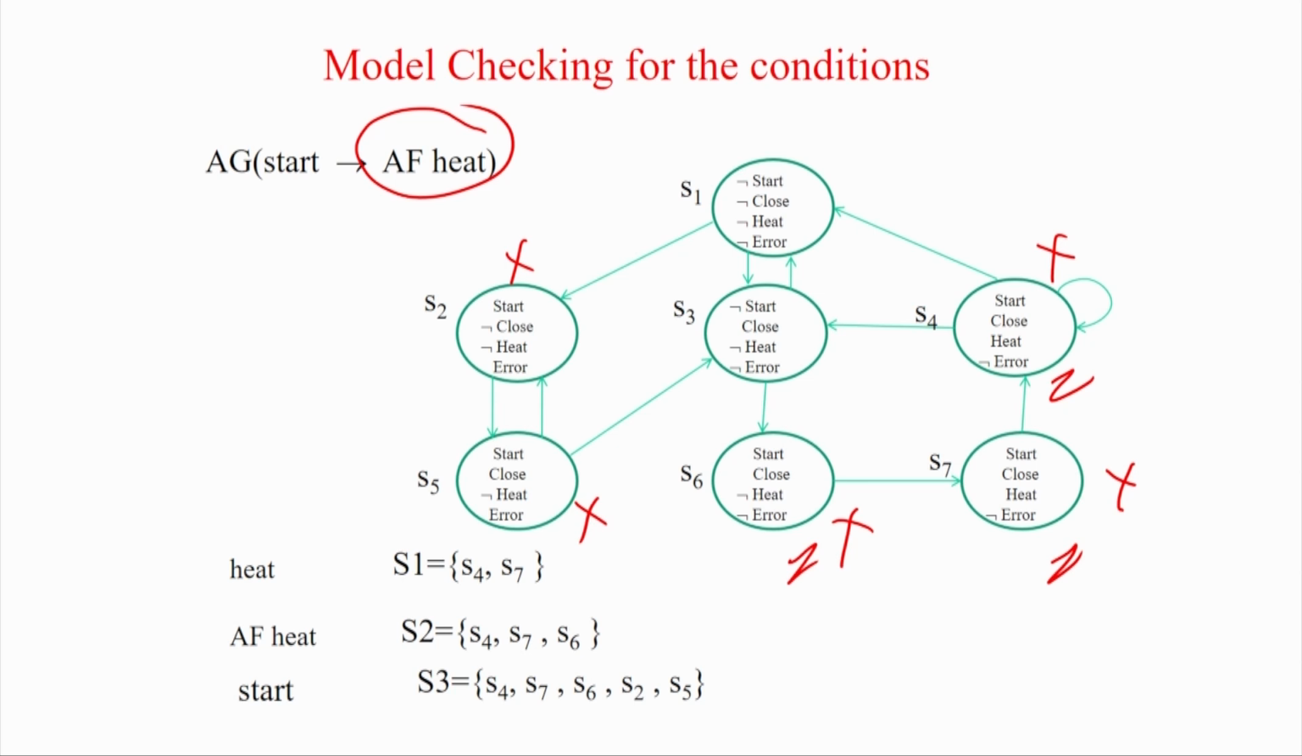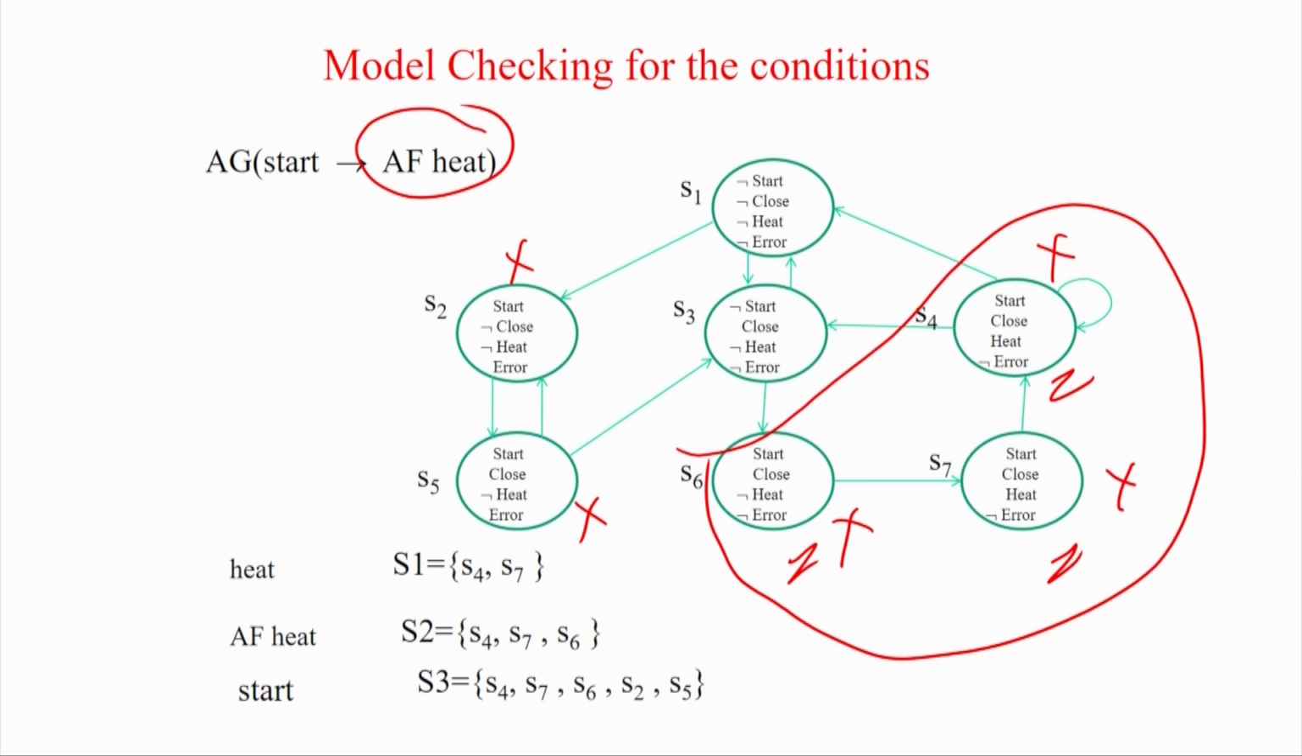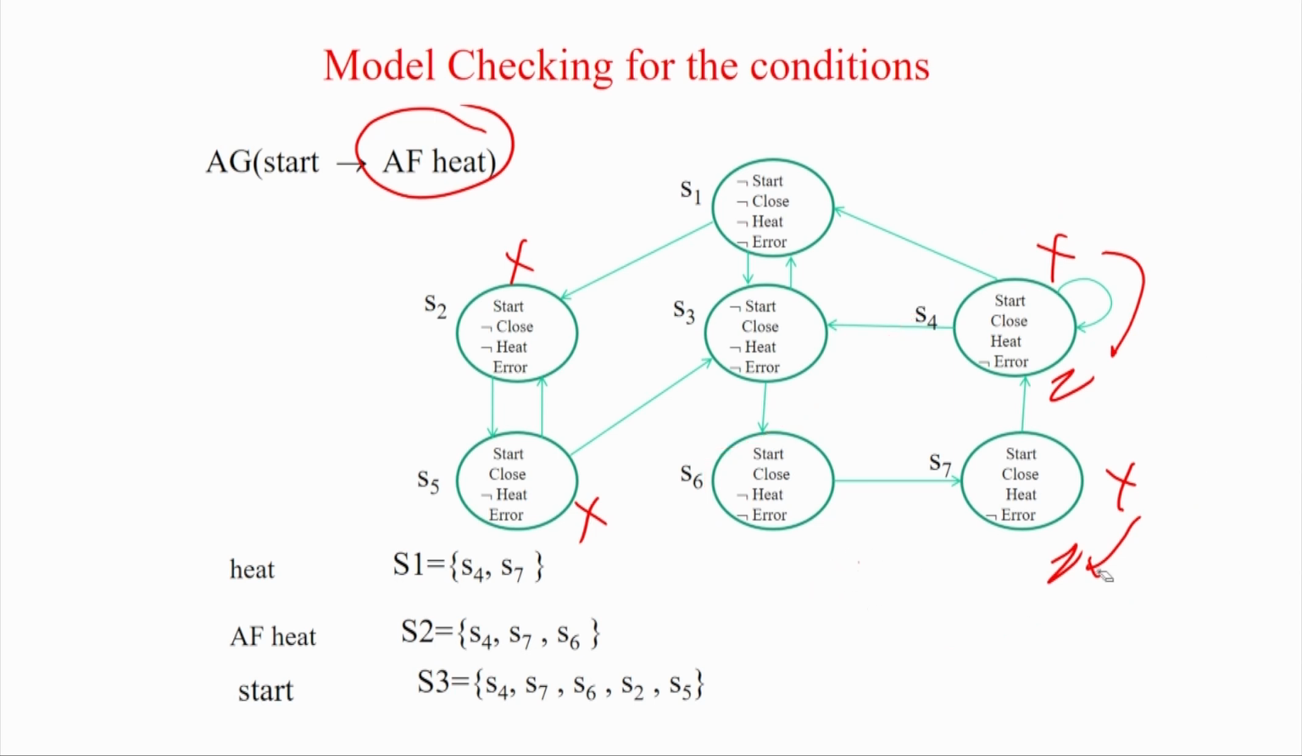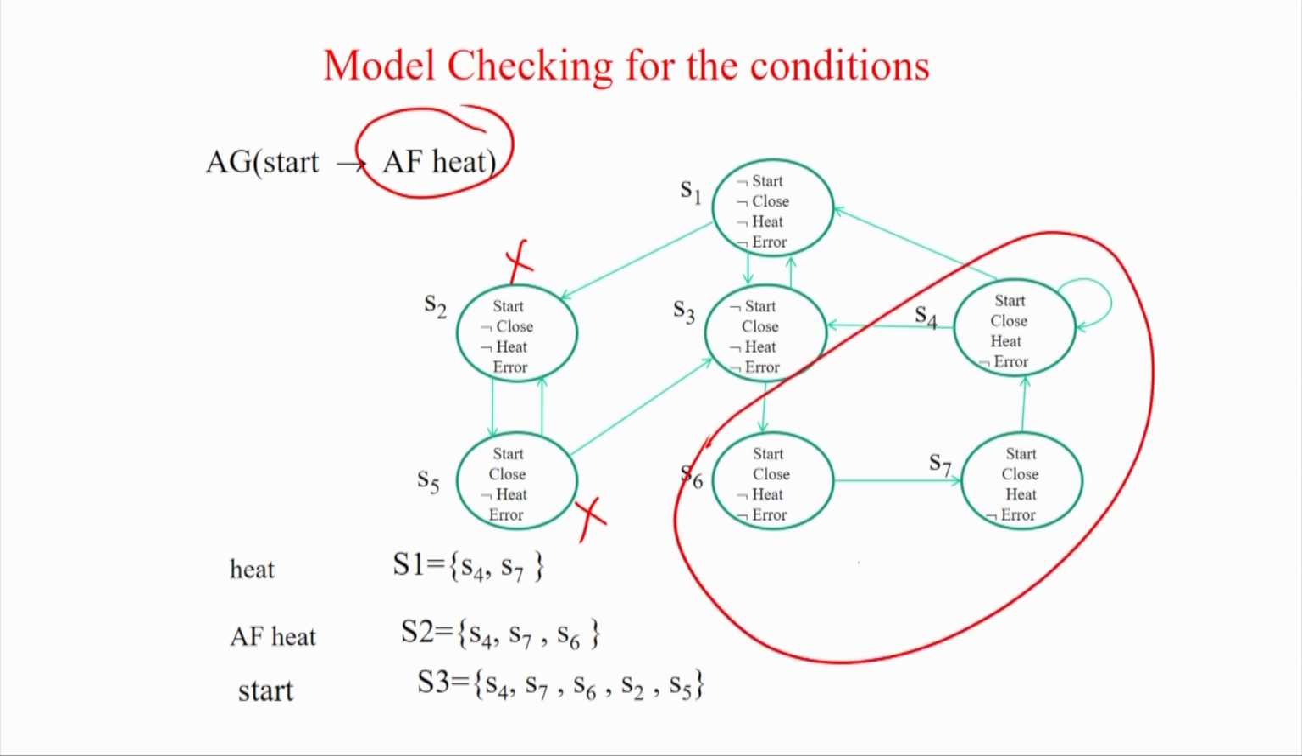Now as I told you, there is something called vacuous truth. In these three states obviously this is going to be true, because start implies AF heat. This one is true, implies this one is true. So of course in these three states S4, S7 and S6 you will find that start implies AF heat is holding. So I am making a chunk. Now in S2 and S5, start is true but AF heat is false. So A implies B, and B is false.